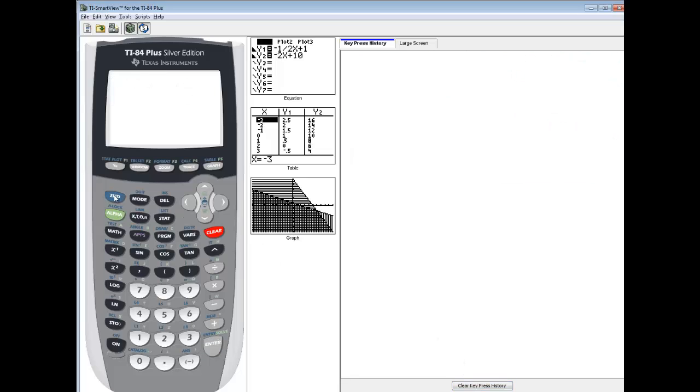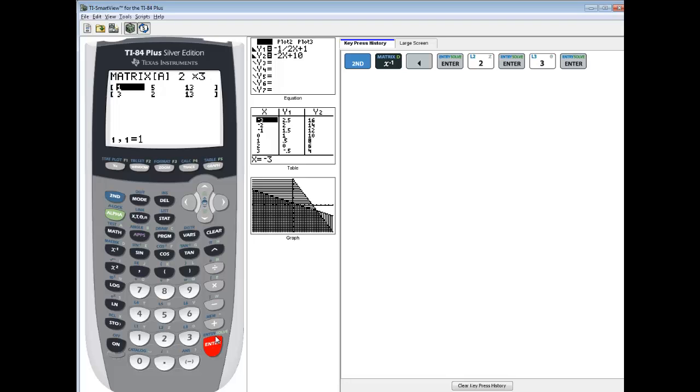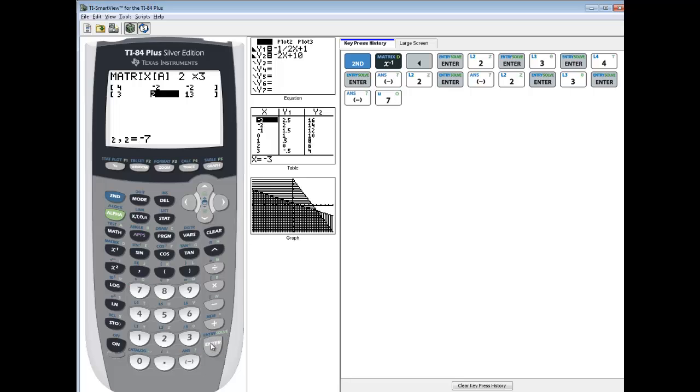And I go back in my matrix menu, so I do second x and negative 1. Go over to edit, enter on A. It's still 2 by 3, so 2 enter, 3 enter. And I got 4, -2, -2, 3, -7, and 4. Exit out to do a second mode.